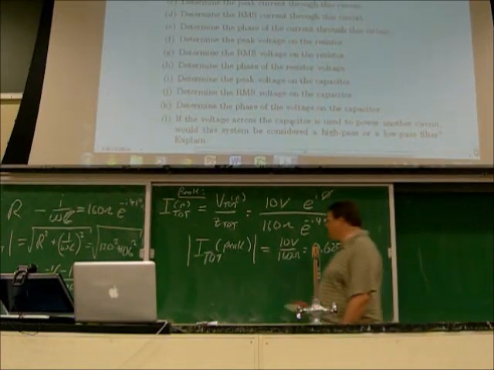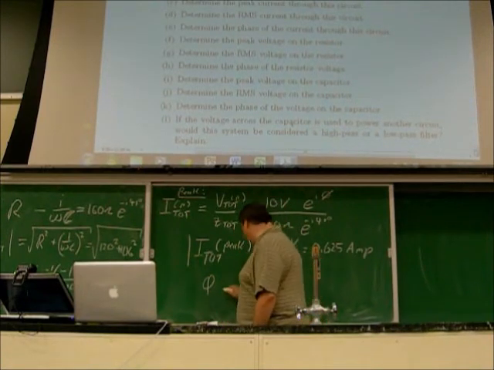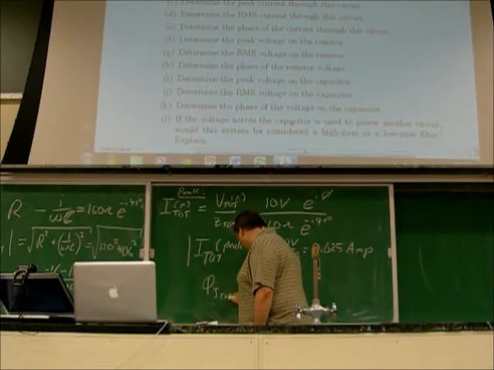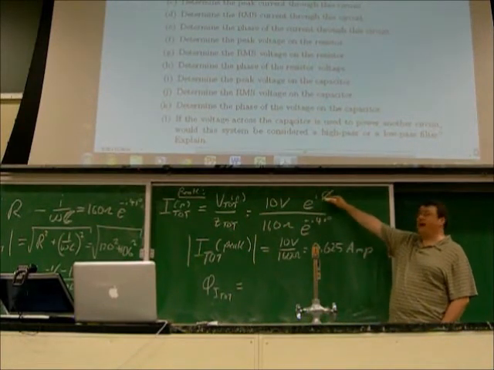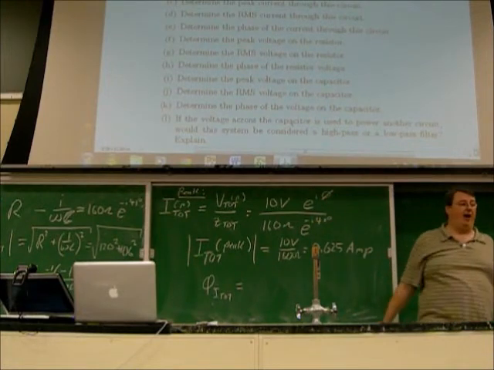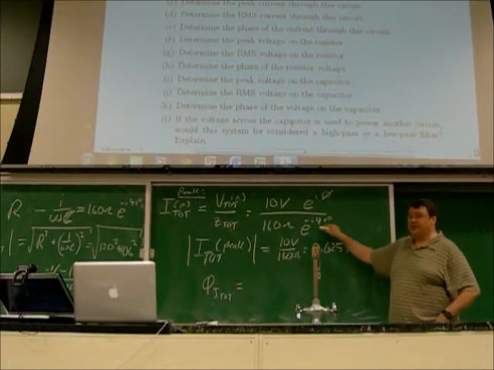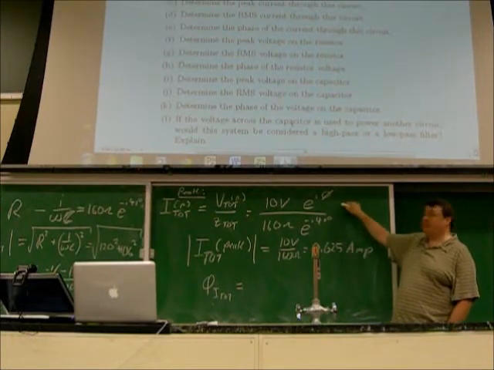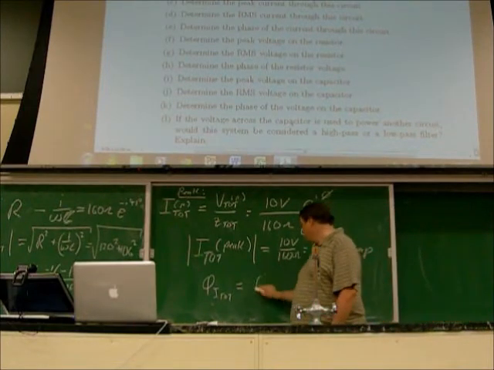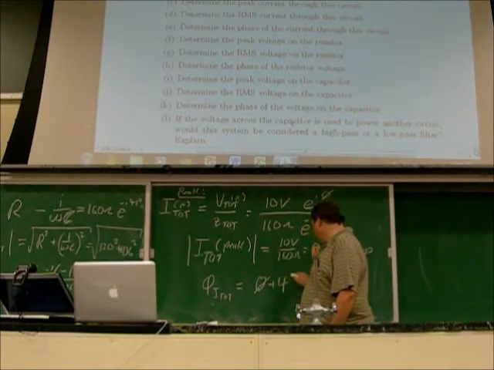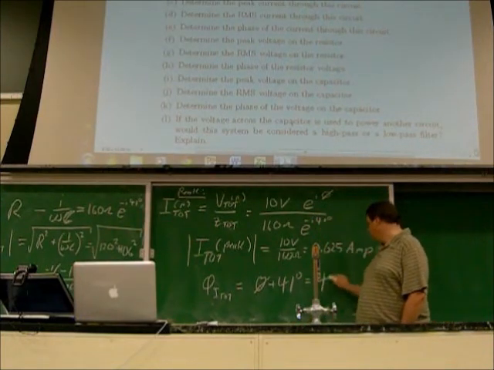And the phase, don't just set phi equal to a number, there are a gazillion phases. The phase of the total current is equal to, this is e to the I0 divided by e to the minus I41. When you move this thing in the denominator up to the numerator, it becomes e to the I plus I41. So this is going to be 0 plus 41 degrees, which is 41 degrees.